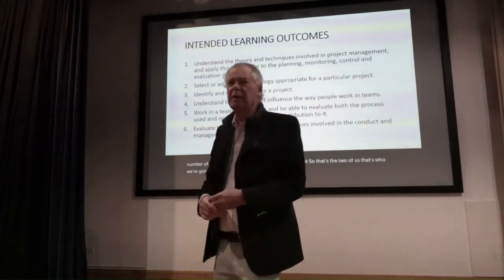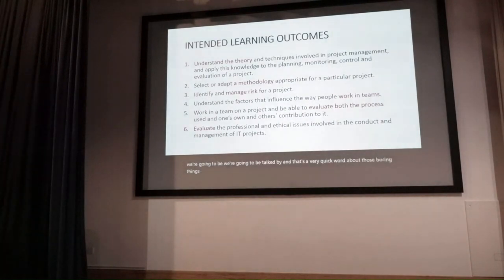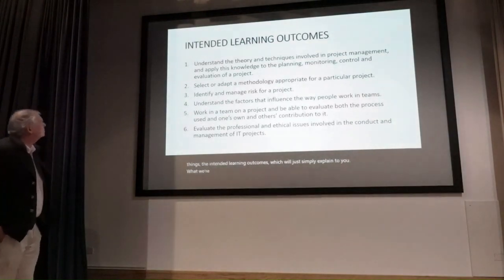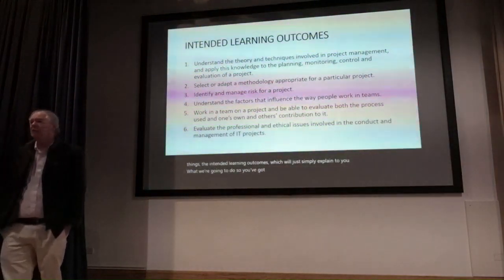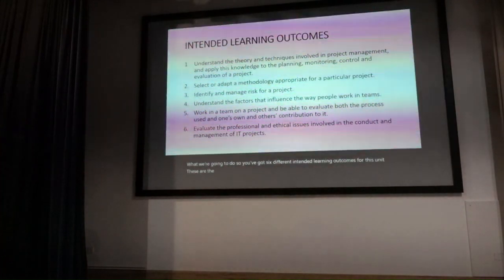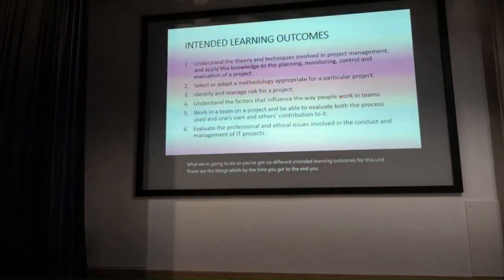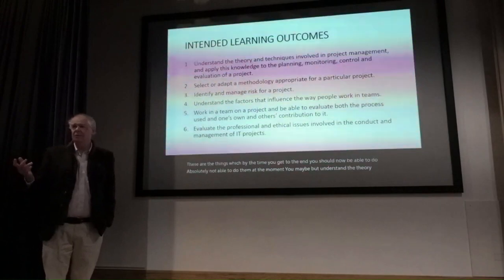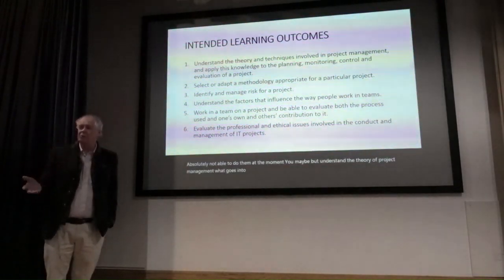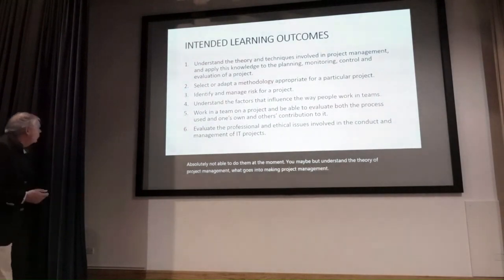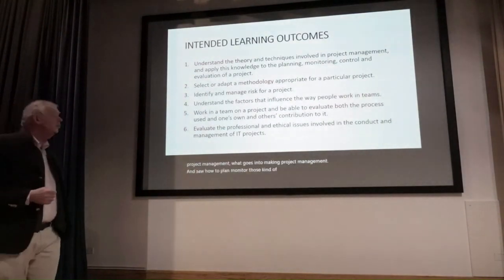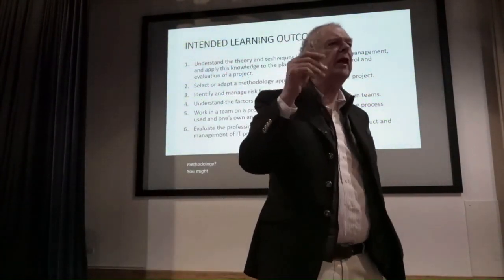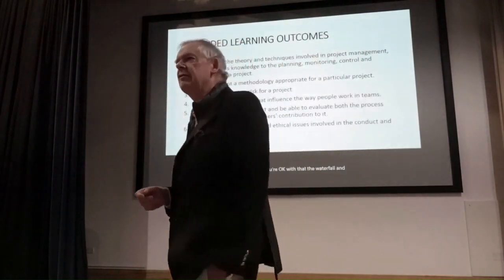And just a very quick word about those boring things, the intended learning outcomes, which will simply explain what we're going to do. So you've got 6 different intended learning outcomes for this unit. These are the things which, by the time you get to the end, you should be able to do. That's if you're not able to do them at the moment, which you may be. First, understand the theory of project management, what goes into making good project management, what the components are, how to plan, monitor, those kinds of things. Second, how to select or adapt a methodology. Now you might think to yourself, oh, we've done methodology, we're okay with that, waterfall and agile and all those kinds of things.